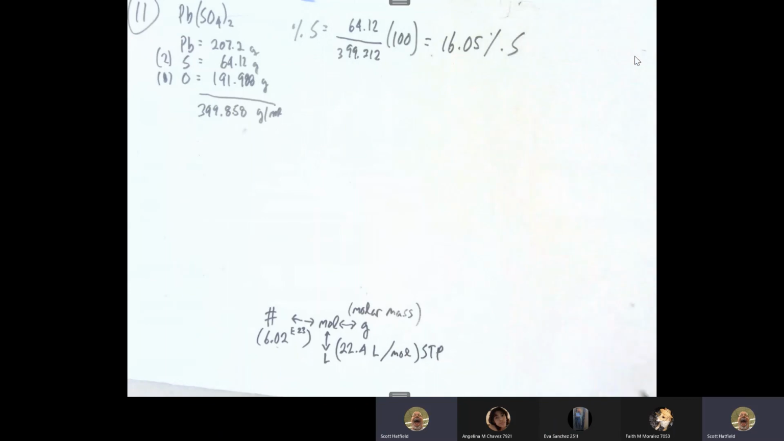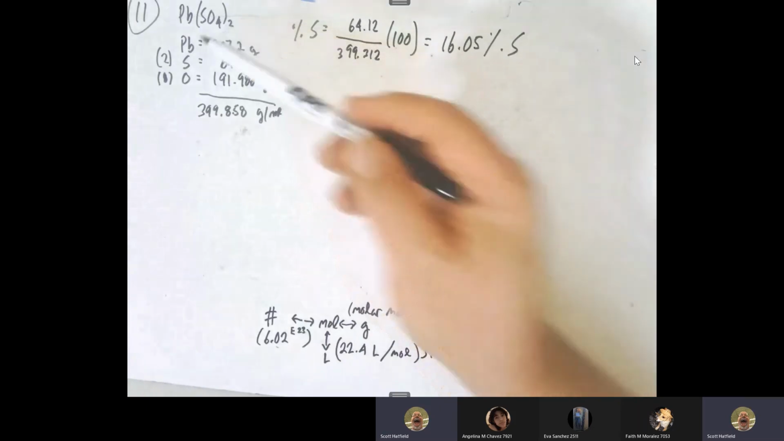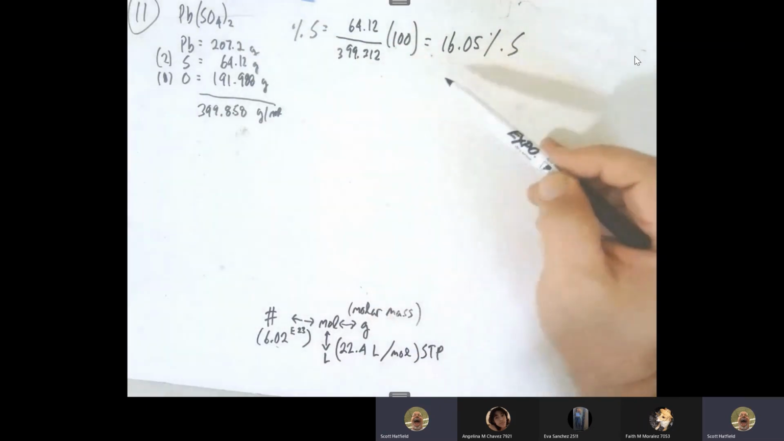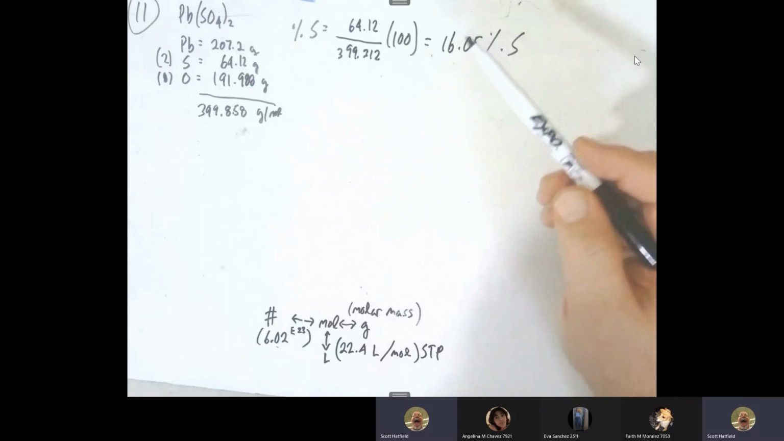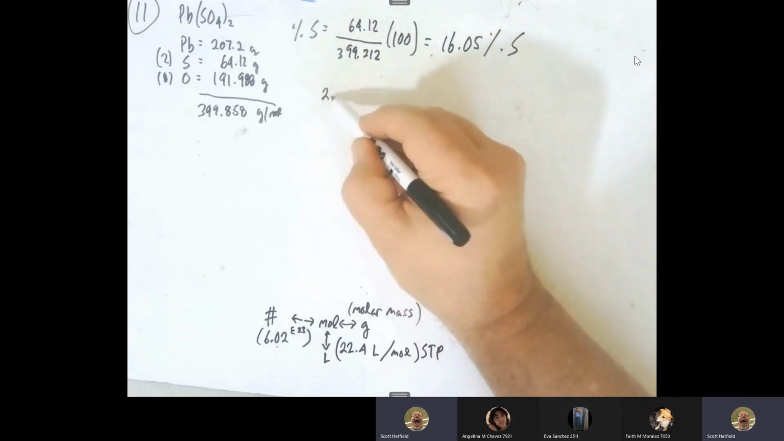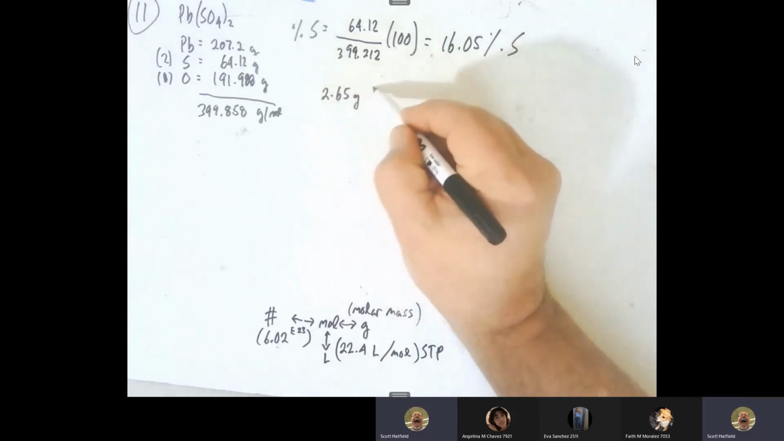16.05% sulfur, okay? Now what's interesting is that we can use the decimal version of this as a conversion factor. Because 16.05% just means we've got 16.05 grams out of every 100 grams. That's all it means. I've got 100 grams of lead sulfate, this compound, and 16.05 grams of that is going to be just sulfur. So we're told that we have 2.65 grams of sulfur.